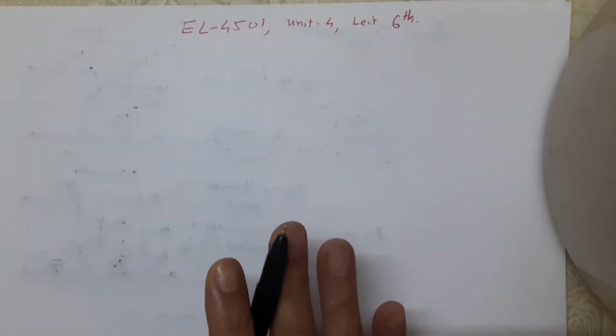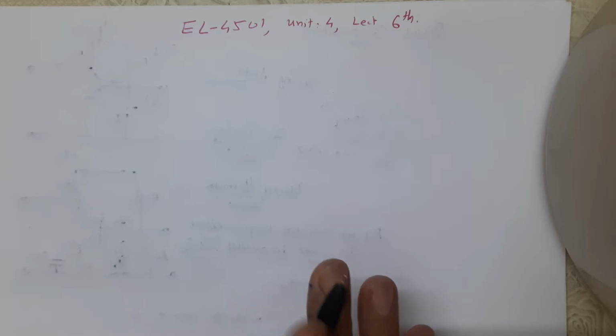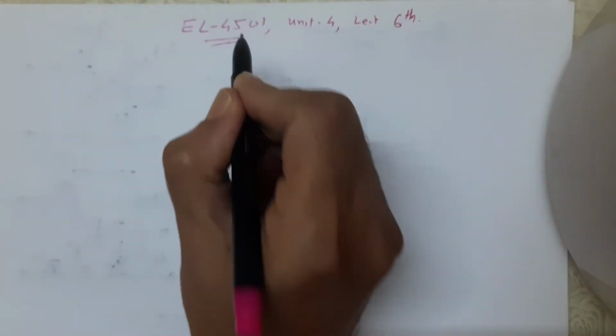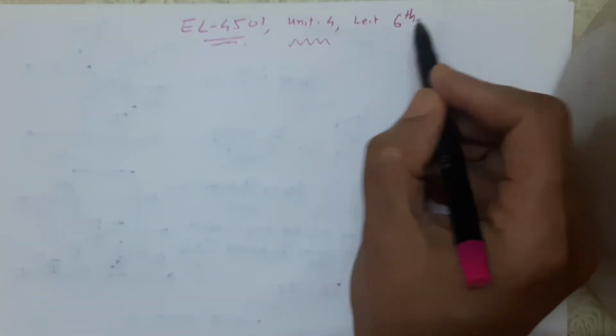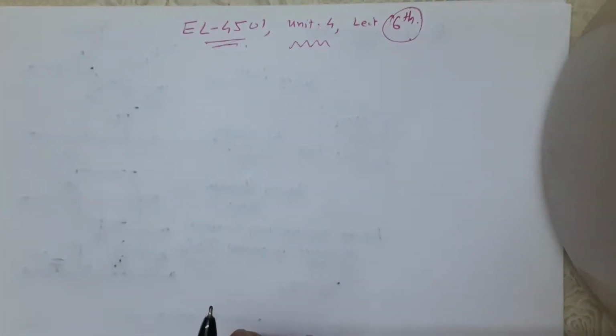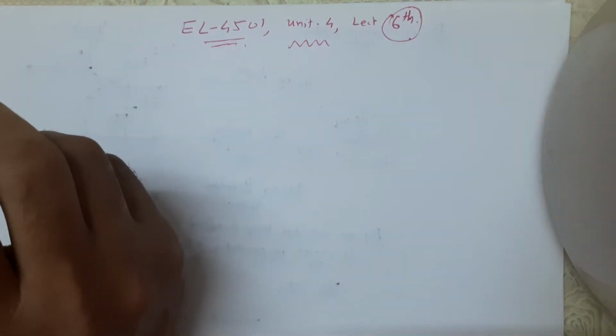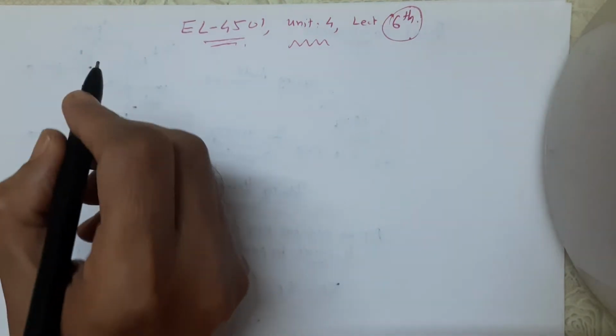Now, this is your paper EL4501, Unit 4, and lecture number 6. This is the last theory of this low wave shaping circuit. The theory is low pass RC circuit as an integrator.